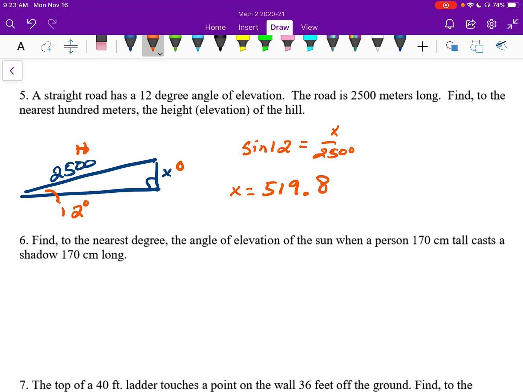And how am I supposed to round? Find to the nearest 100 meters. So if I round to the nearest 100 meters, I'm going to round down to 500 meters.